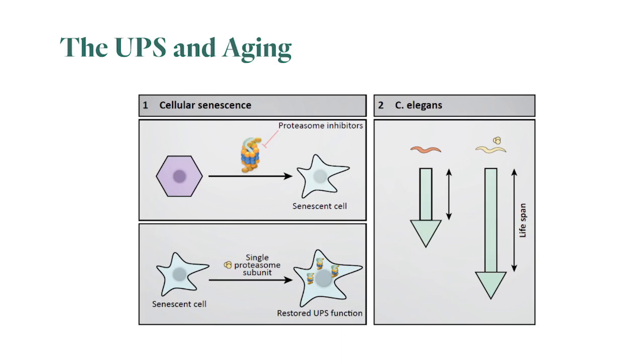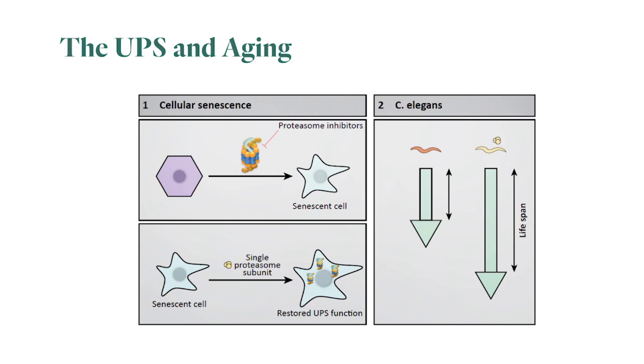This can be clearly demonstrated by administration of proteasome inhibitors to healthy cells. These cells quickly enter a senescent phenotype. Conversely, senescent cells can be restored via reactivating the UPS. Longevity in worms can be increased by overexpressing components of the UPS. In the same vein, fibroblasts from centenarians generally have higher proteasome activity, further highlighting the importance of protein quality control for health and longevity.